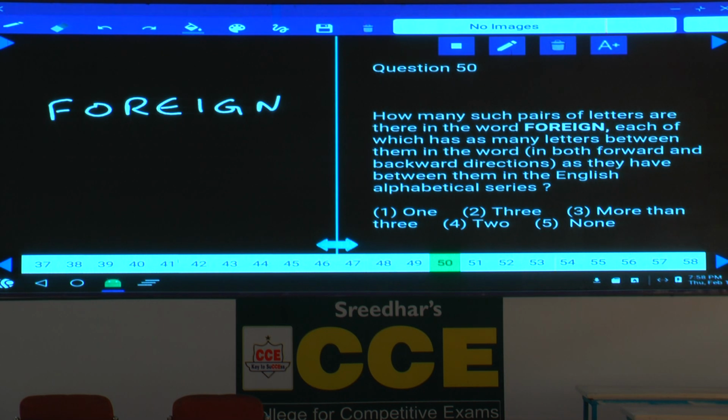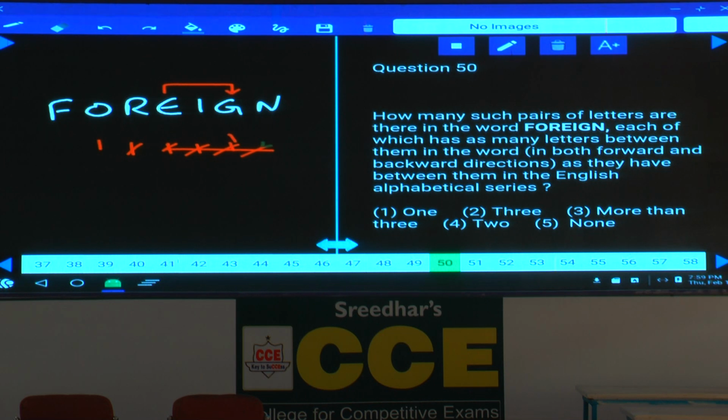Now from left hand side, we need to count this one. F, G, H, I, J, K, L. Is there any letter matching here? Then starting with O, P, Q, R, S, T, no letter is matching here. R, no letter more than this one, no need to count. E, F and G. E, F, G, H, I, J, K. And from left hand side to right hand side, how many do we have? Only one.